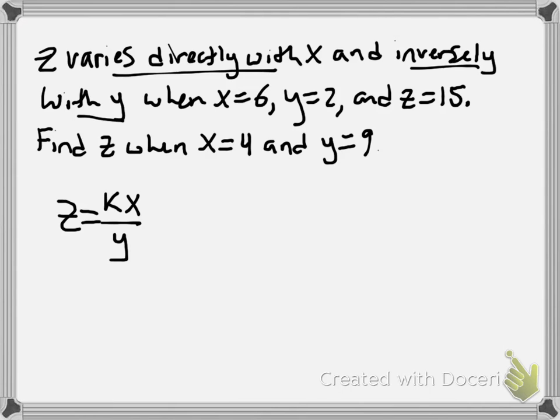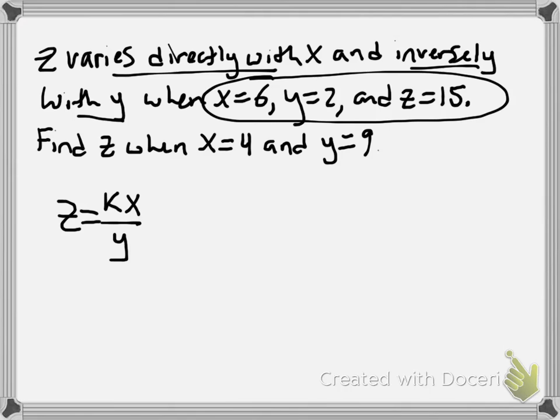There's no quick shortcut to finding k for these, because every single one is different. There's not one that's exactly the same as the other. So we know that x is equal to 6, y is equal to 2, and z is equal to 15. So we just plug them all in. So 15 equals k times 6 all over 2. So you just want to work your way through and solve for your k.